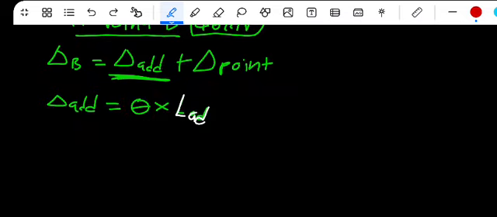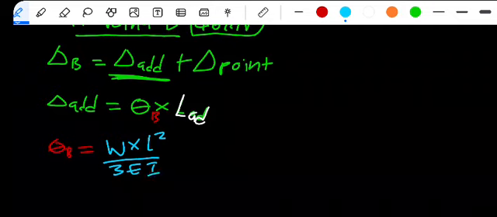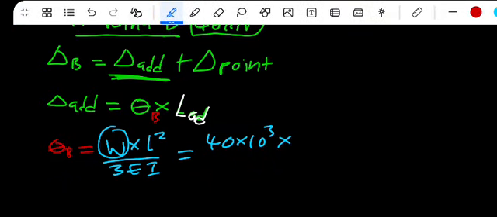So let us find theta at B. We're focusing on this B, right? Theta for B is given by the point load times L squared divided by 3EI. That is the formula. So we have 40 times 10 to the power of 3. Remember, this is not the additional length, this is just the length.